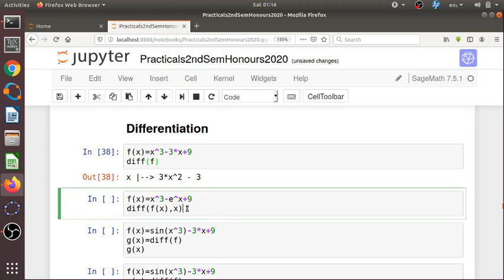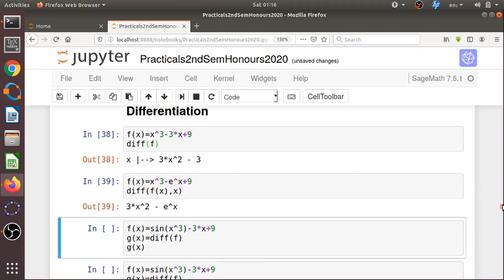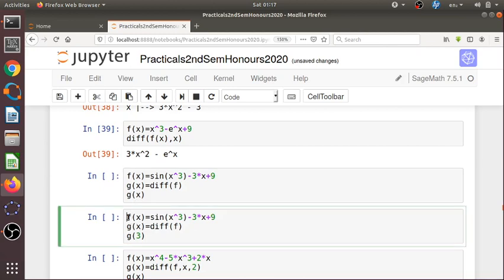We can also do the same thing by writing diff(f(x), x), meaning with respect to x. If f(x) is x cube minus e to the power x plus 9, its derivative is 3x square minus e to the power x. We can also store the derivative in another function. Say f(x) equals sine of x cube minus 3x plus 9, and we store its derivative in g(x). We write g(x) equal to diff(f, x).